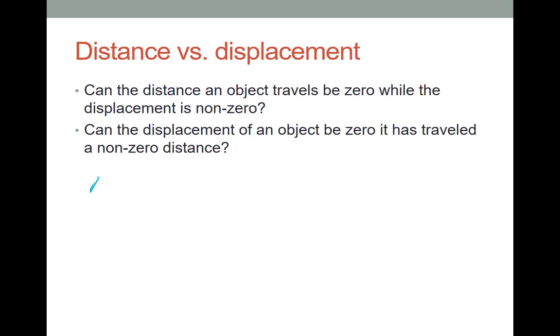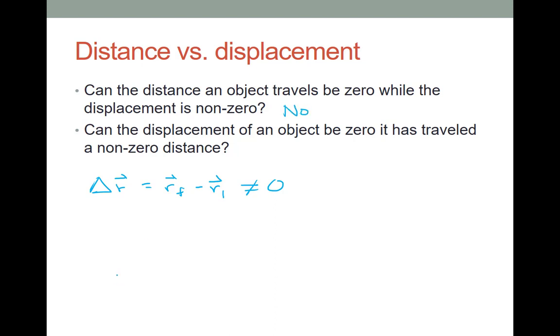If we think about displacement as a change in position, if displacement is non-zero, that means that this doesn't equal zero, which means I have to have traveled from an initial position to a final position. And because I have to have moved, I have to have traveled some distance. So can distance be zero while the displacement is non-zero? The answer here is no.